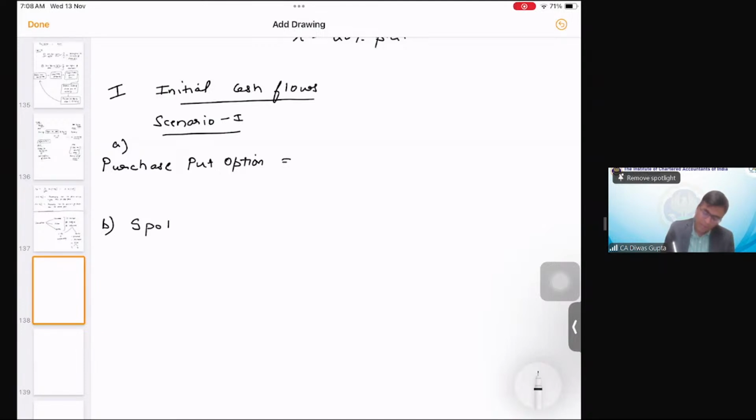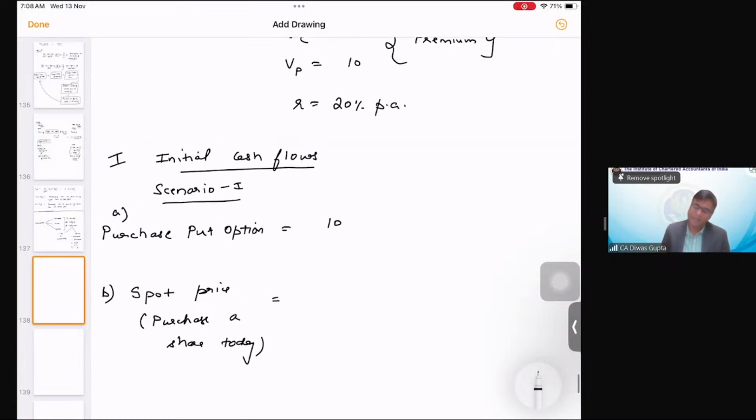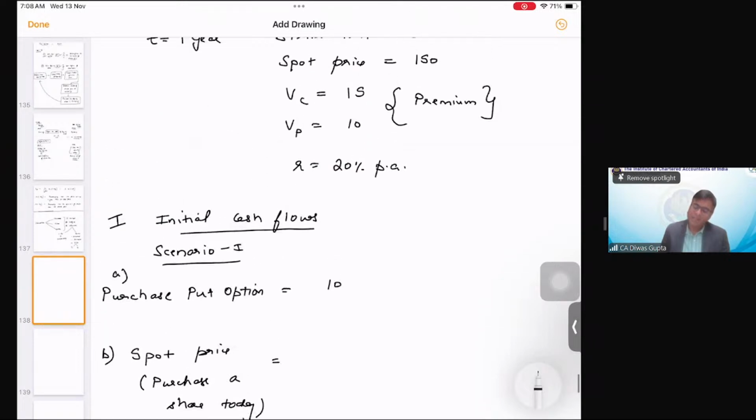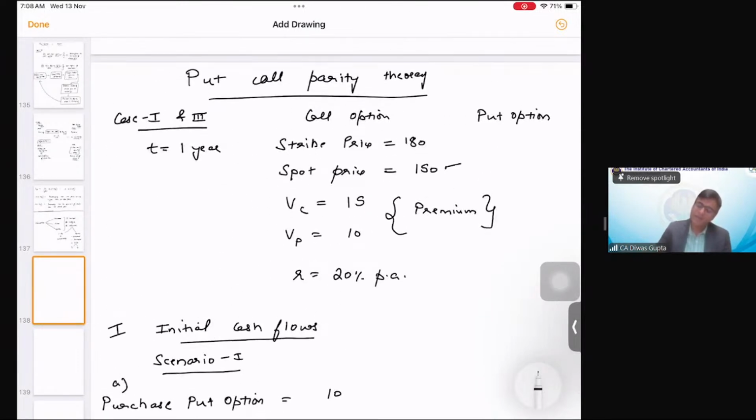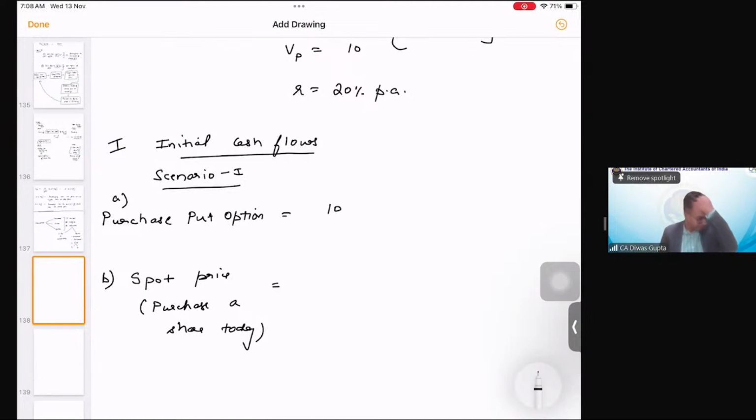So spot price: purchase a share today. Now, for purchasing a put option, the person has to pay 10 rupees. That's the premium, right? And for purchasing a share today, the person has to pay 150 rupees, correct? Which is the spot price.